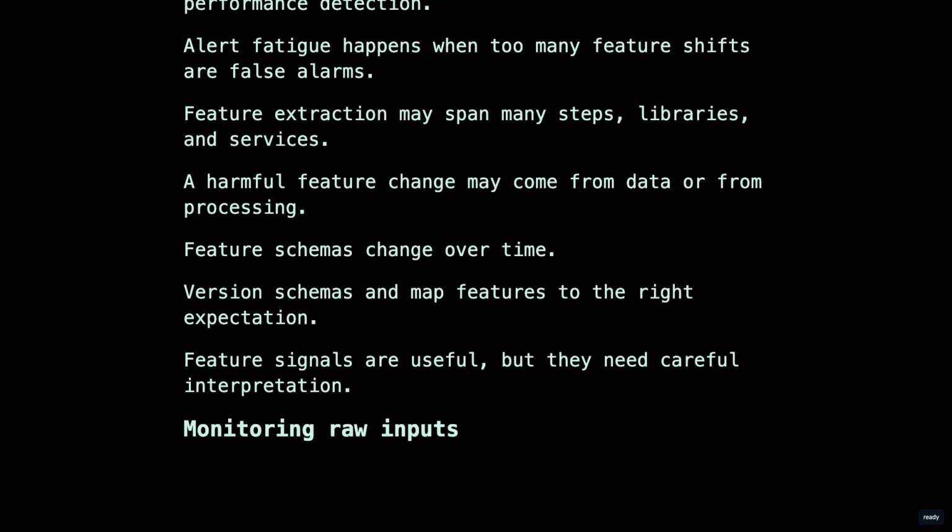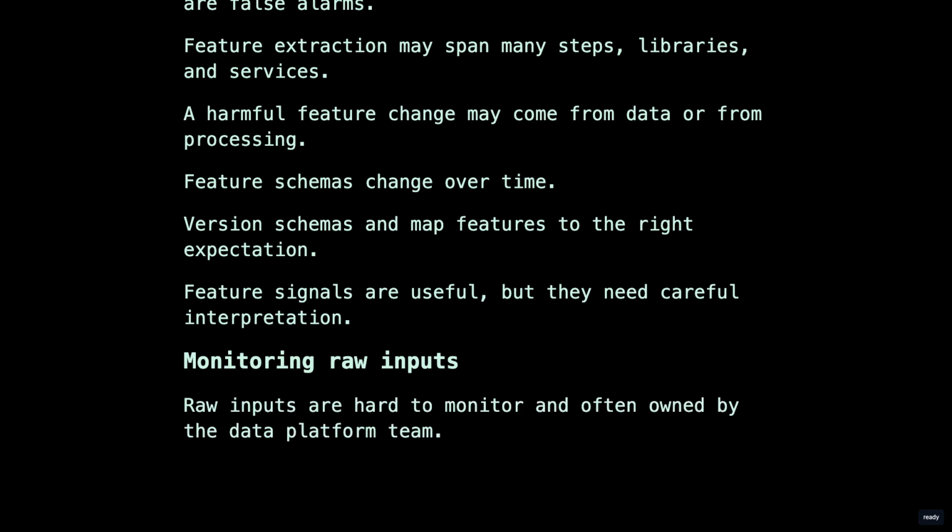Raw inputs sit even earlier in the pipeline, so they can help separate source data problems from feature engineering problems. The difficulty is that raw data is often messy, distributed, and owned by a different team. Raw inputs can come in many formats from many sources, which makes them harder to standardize than model features. In many organizations, ML engineers do not even have direct access to that data, so monitoring it is often handled by the data platform team instead.